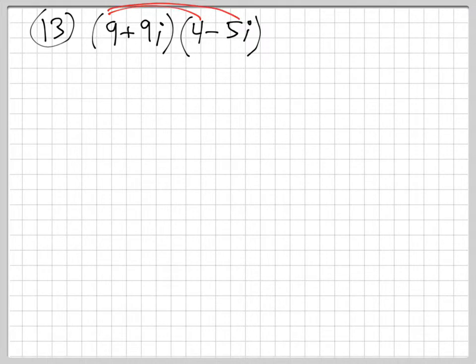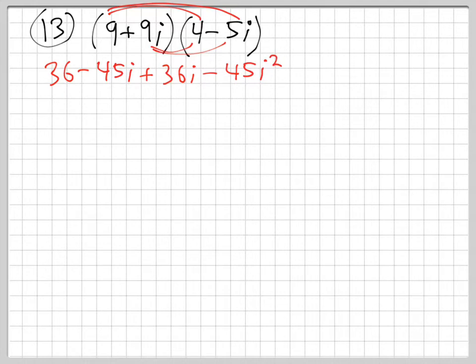So this 9 will go to both. So 36 minus 45i, boom, boom, plus 36i, minus 45i squared. Is that good so far? Just first to both, second to both. Now these two are like terms, aren't they? Minus 9i. Choose your calculator.